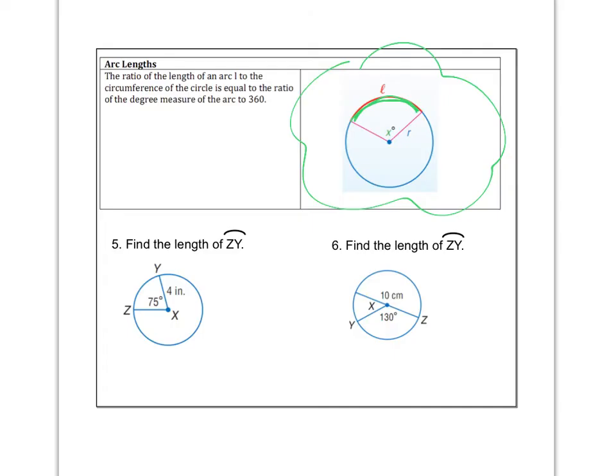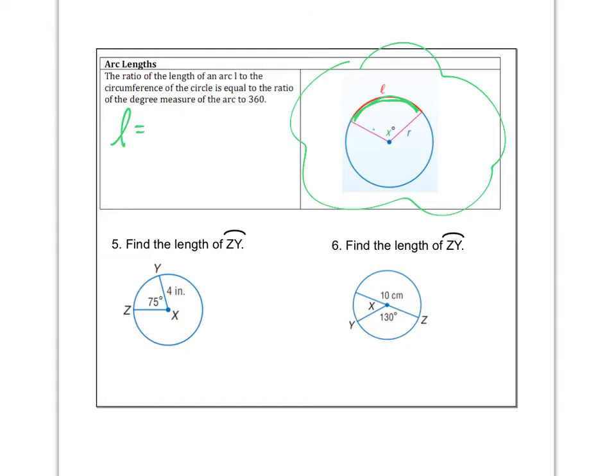Well, 8 feet is a length. 100 degrees is a measure. So you need to know how to do arc measures, but you also need to know how to do arc lengths, and there is a formula. The arc length formula goes like this: cursive L.